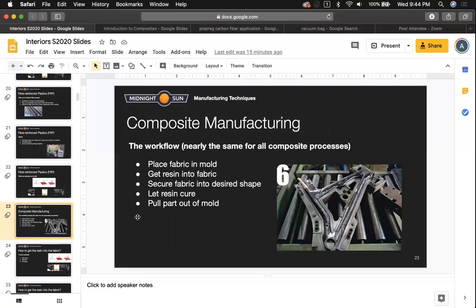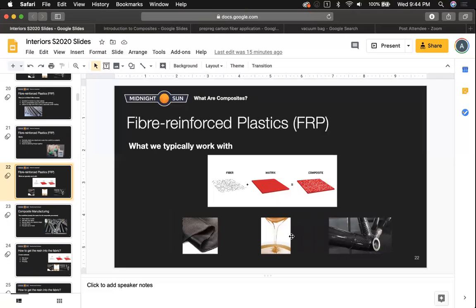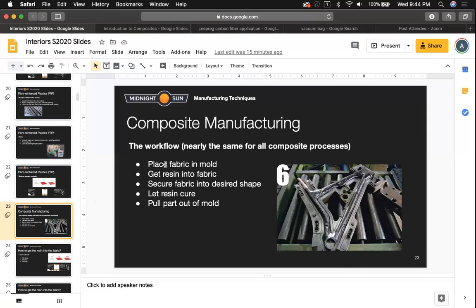So if we're looking at composite manufacturing, we have our fiber, we have our matrix or our plastic, but we need to get it into the shape we want it to. This is part of a carbon fiber bicycle frame, I think. And that's where you follow a workflow that's nearly the same for any manufacturing process in composites, which is you have a mold. On the right, I've shown a bike frame mold for a carbon fiber bike, and inside the black, that's actually the carbon fiber that will eventually form the part.